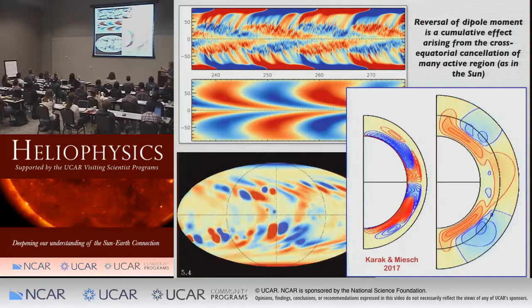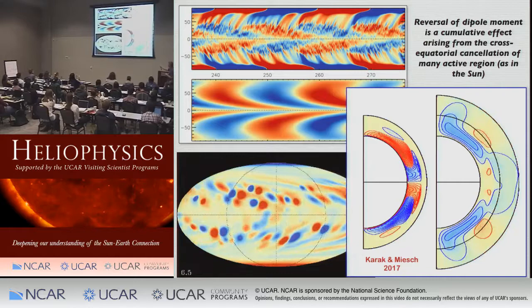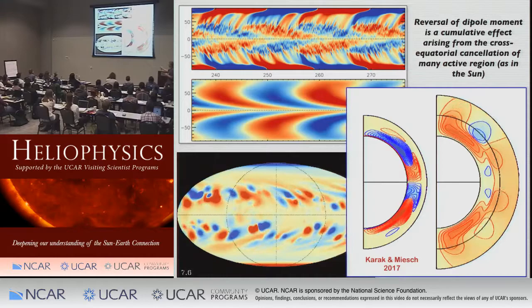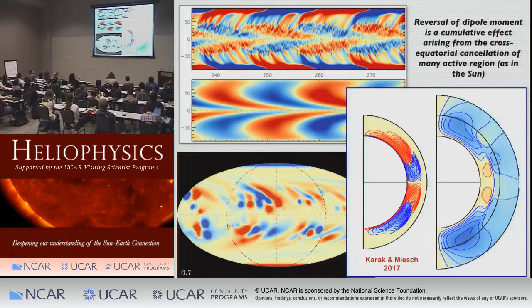The tilt angle increases with latitude, but there's a big variation. There's a lot of randomness. And if you put in that randomness, you get variability of solar cycles similar to what's observed. You can even go into grand minimum episodes.